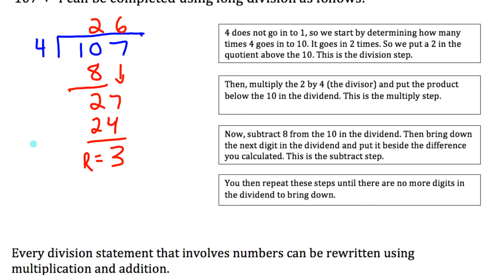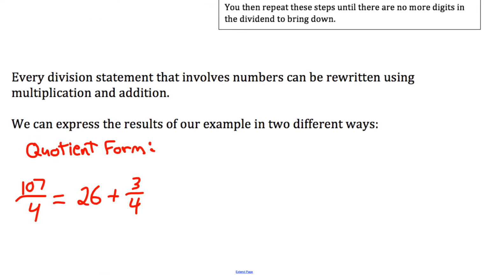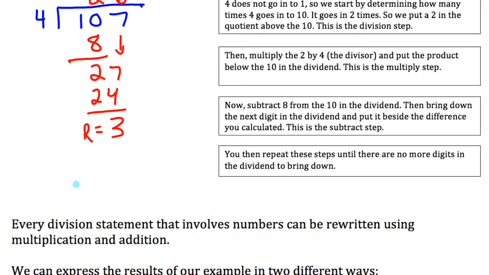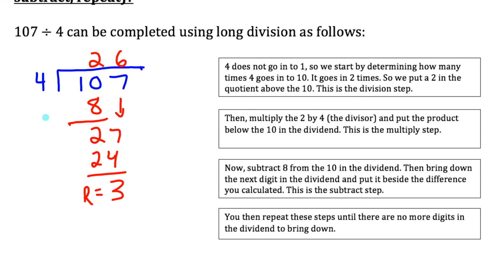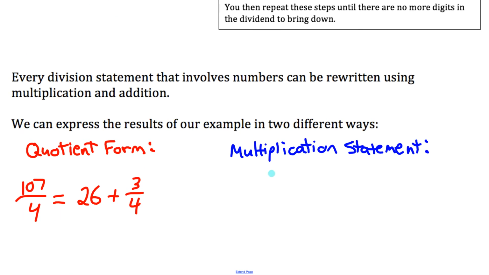The other way to write the answer is in what's called the multiplication statement. In the multiplication statement, we write the dividend as the product of the divisor and the quotient, plus the remainder. So that 107, the dividend, is equal to the divisor times the quotient plus the remainder. 4 times 26 is 104, plus 3 is 107. So it's just another way to express our answer.